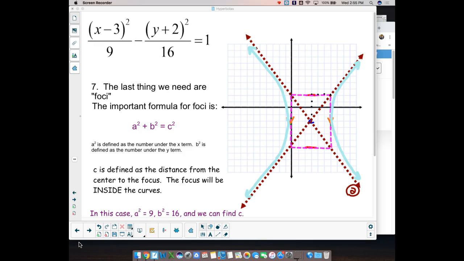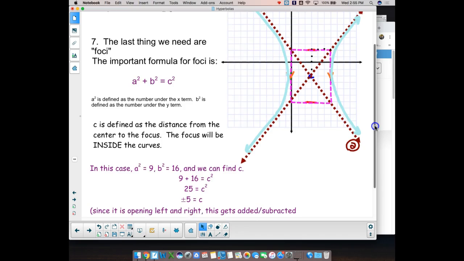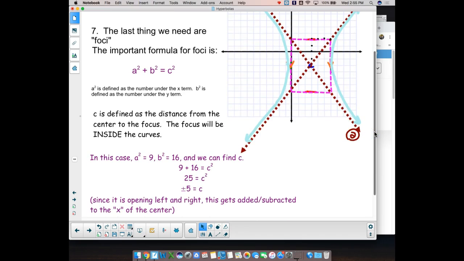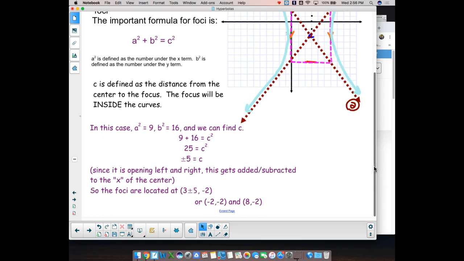Okay? So a squared is 9, b squared is 16, so that means 9 plus 16 is 25. So c squared is 25. So c then is 5. Okay? So I put the plus and minus in there because we're going to have to go in the positive direction and in the negative direction. So since it's opening left and right, that gets added to the x part of the center. So that tells me then that the foci are located at 3 plus or minus 5, comma, negative 2.